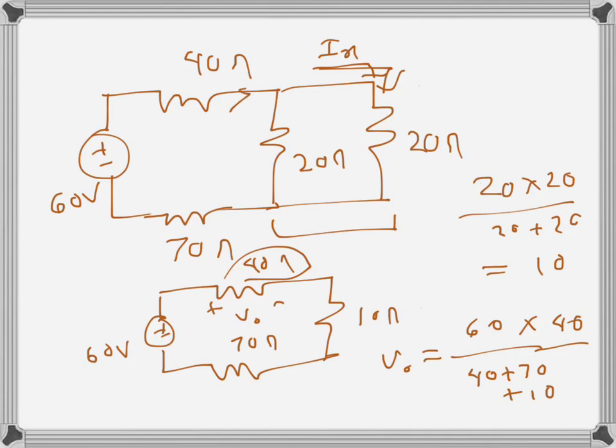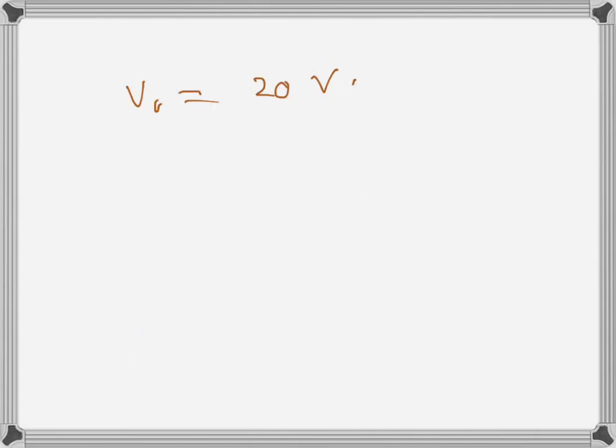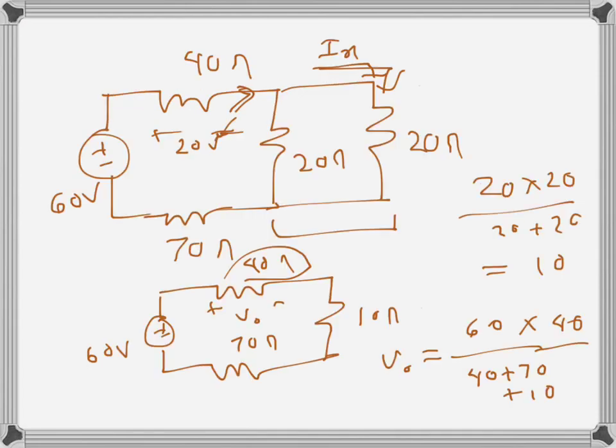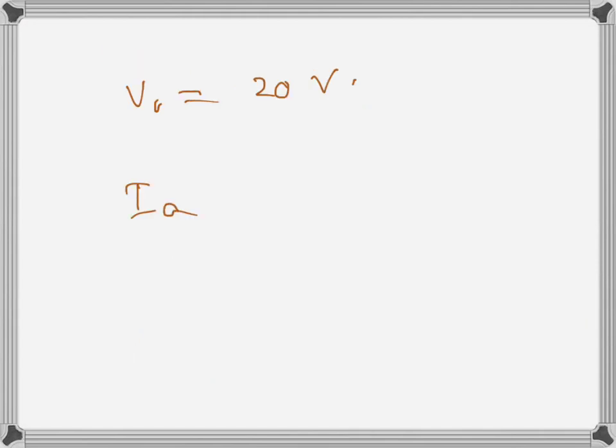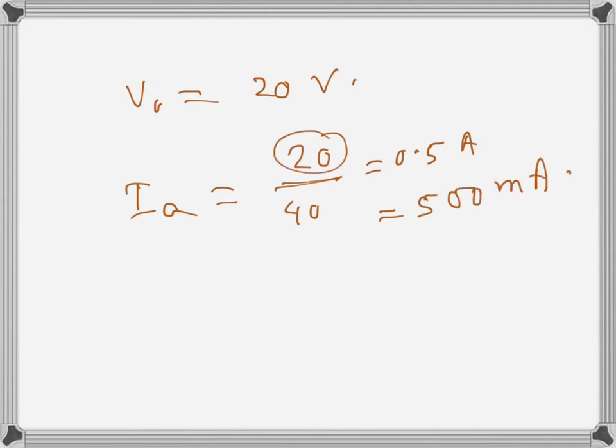We also don't know this current yet, but we can find it now, because we know the voltage drop across it, which is 20 volts. I don't know what to call it, maybe IA. I'm just randomly naming them. IA will be 20 divided by 40, so that's 0.5 amps, or 500 milliamps. So this is volts, this is resistance, so current is 500 milliamps, so that's fine.